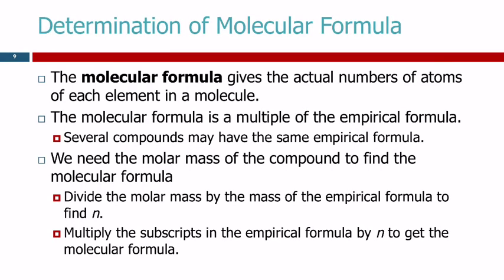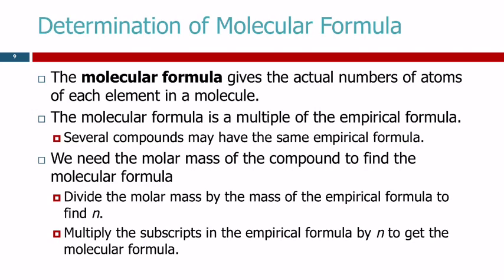We've learned how to determine an empirical formula from either combustion analysis data or masses or percent composition. The empirical formula gives us the lowest ratio of atoms of each element, but the molecular formula is usually what we want to find. And the molecular formula gives us the actual number of atoms of each element in a molecule. So the molecular formula is always going to be some multiple of the empirical formula.